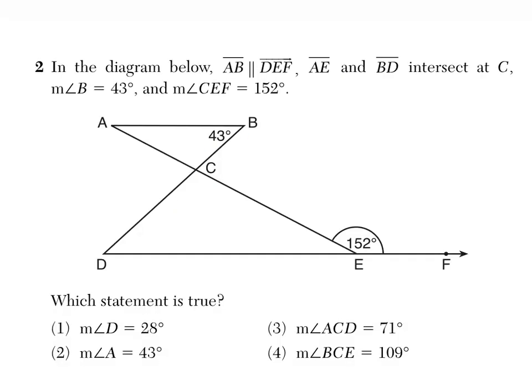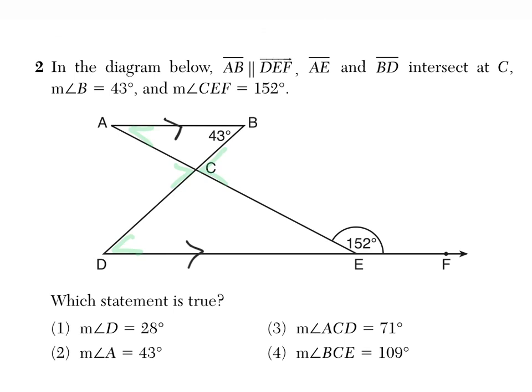Question number 2 says, in the diagram below, AB is parallel to DEF. So before I do anything else, I'm going to simply mark this up to indicate that they're parallel. And it says AE and BD intersect at C. Angle B is 43 degrees. Angle CEF is 142. Which statement is true? So I notice it's asking us about angle D, angle A, angle ACD, and angle BCE. I'm going to mark this up also just so it's clear for me what we should be highlighting. So we're looking for angle D, which is right here, angle A, angle ACD, and then angle BCE, which is right there.